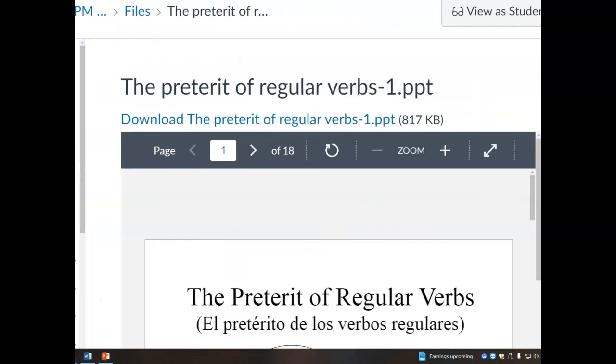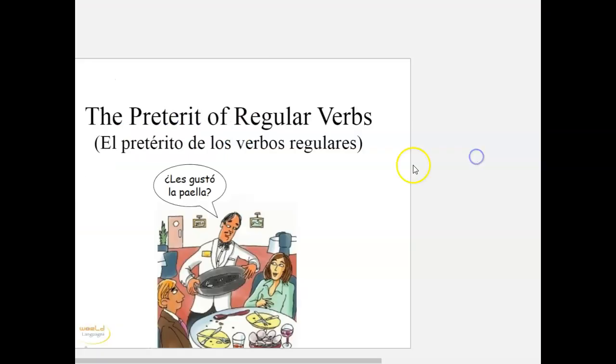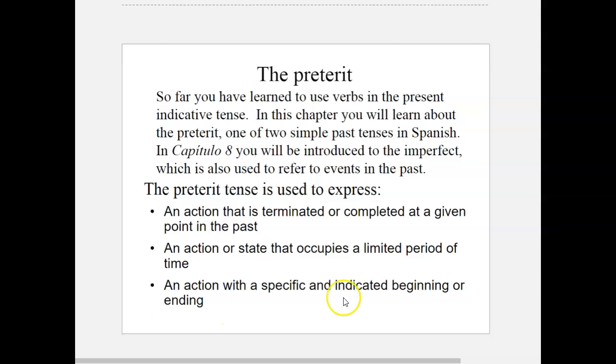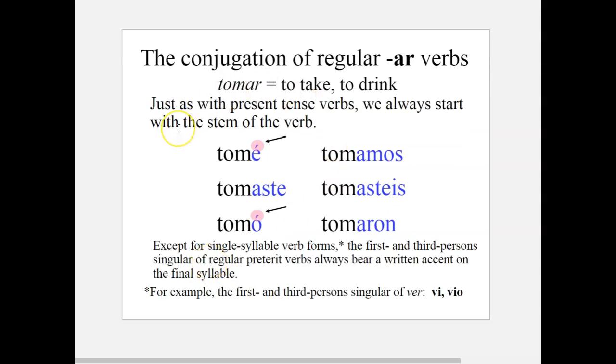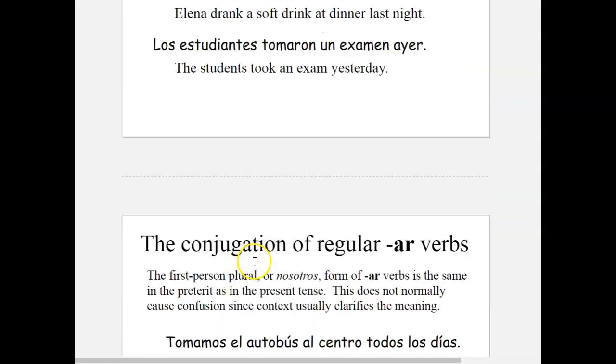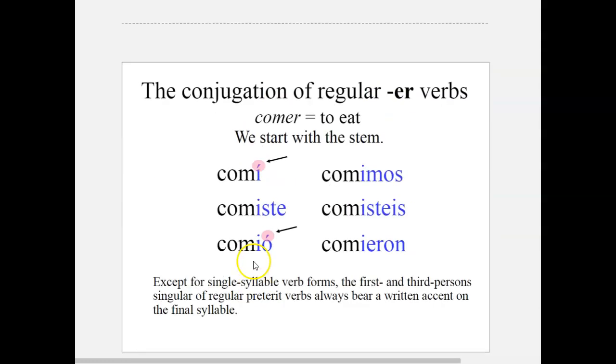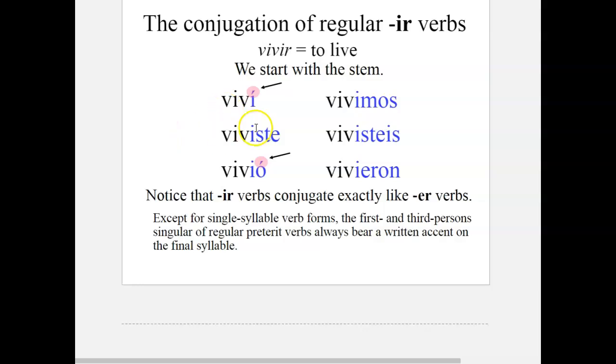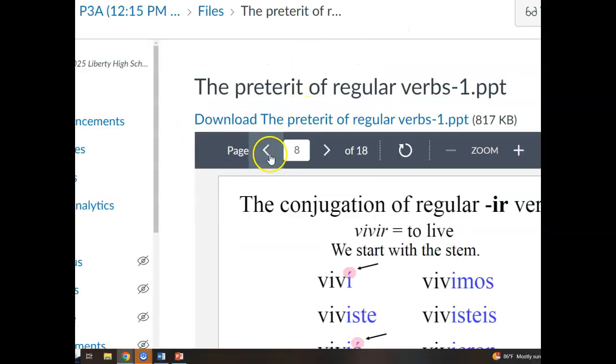Go over this PowerPoint. Spend about 10-15 minutes going over just the regular conjugations of the preterite, the situations that call for the preterite on the second slide, those 3 bullet points there. And then on the third slide, you have the endings, regular endings of AR verbs. And on the 6th slide, you have the regular endings of both ER and IR verbs, as you see on the 8th slide.